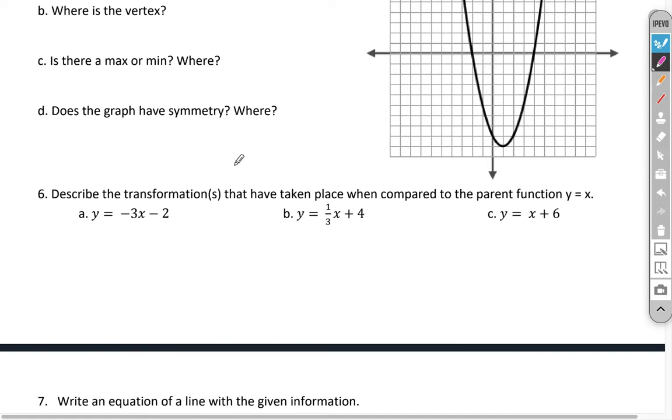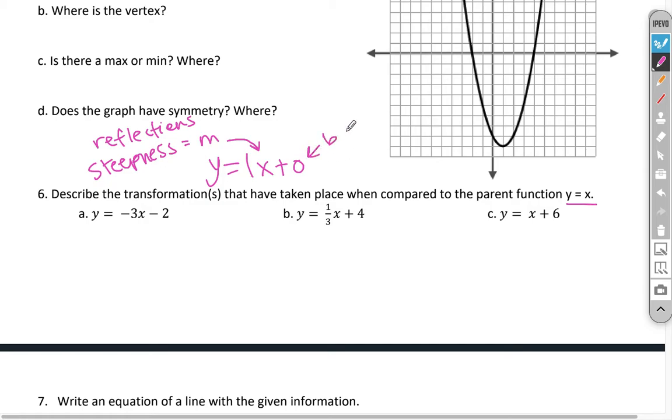Transformations. So we're looking at the parent function y equals x, which we know is really y equals 1x plus 0. We look at slope, which is 1, for reflections and steepness. And then we look at b for vertical shifts.